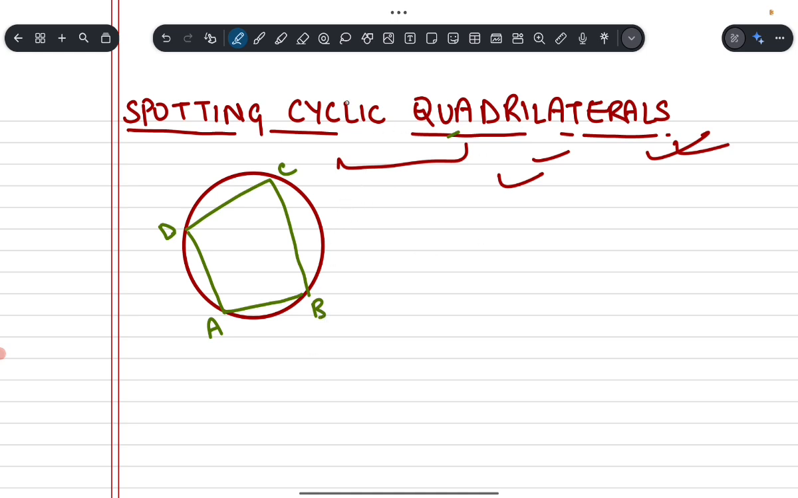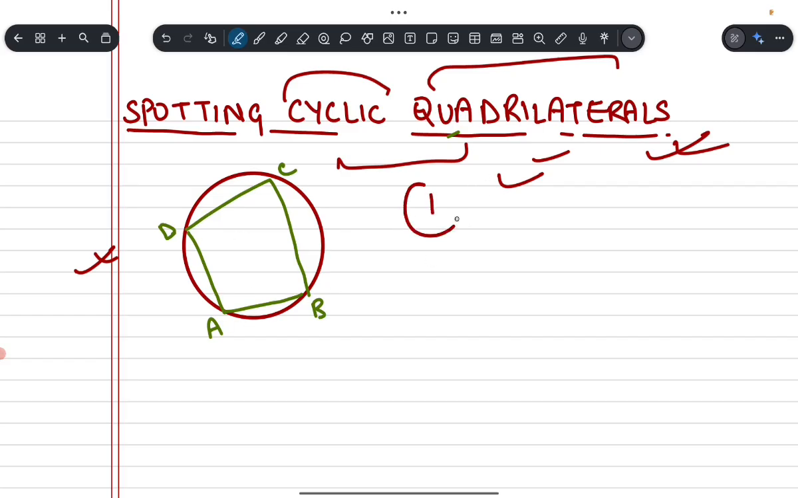So I'm sure you know what a cyclic quadrilateral is. It's a quadrilateral with all four vertices lying on a circle. That is what you call cyclic. This is the easiest way to spot one, to recognize one. But you won't always have a circle to help you.